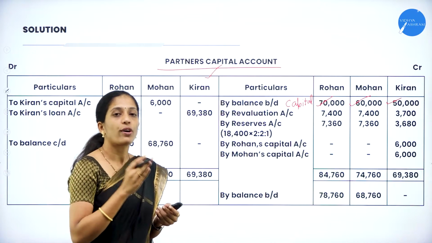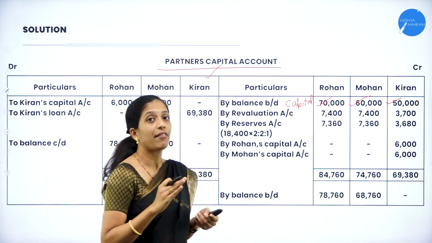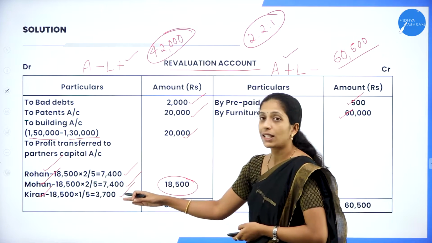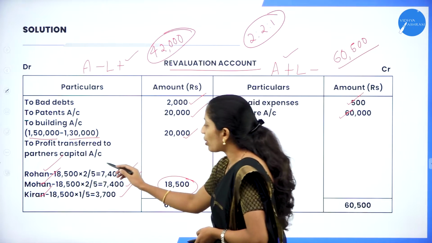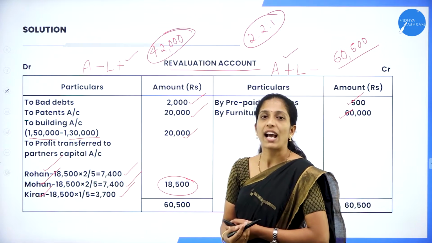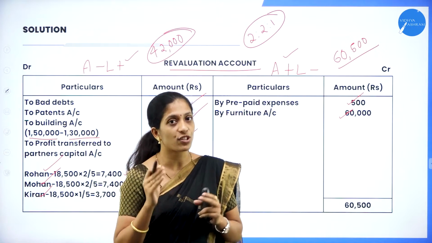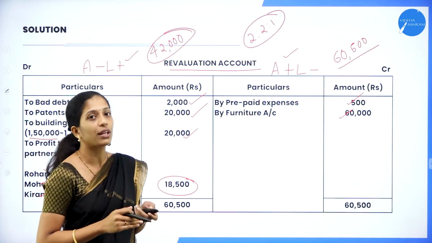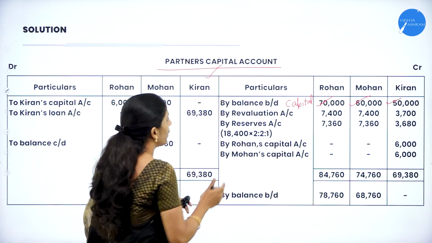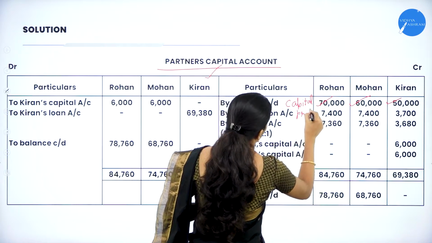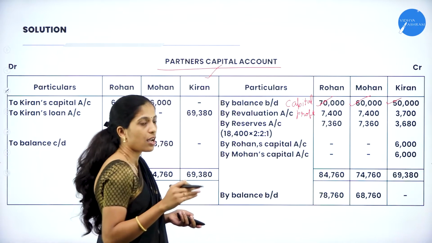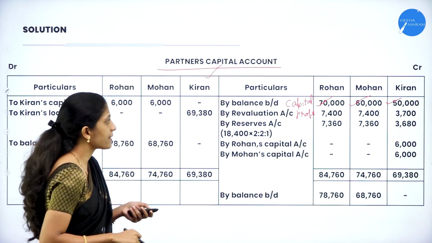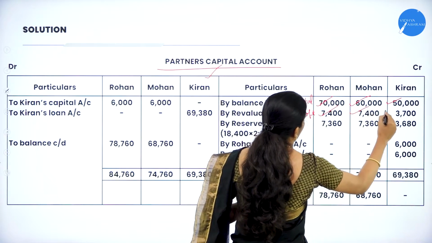The second step is that you have already prepared your revaluation account. You will be having either revaluation profit or revaluation loss. Now if you see the problem here, it is revaluation profit. So transfer all this profit to the partners' capital accounts as by revaluation account. Suppose it is profit, you will record it as by revaluation account. Suppose it is loss, you will record it as to revaluation account. So here it is profit, so record by revaluation account. What was the profit? 7,400, 7,400 and 3,700.